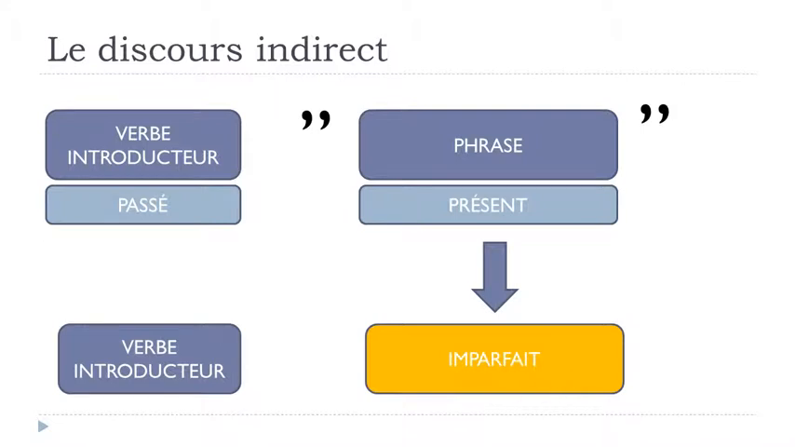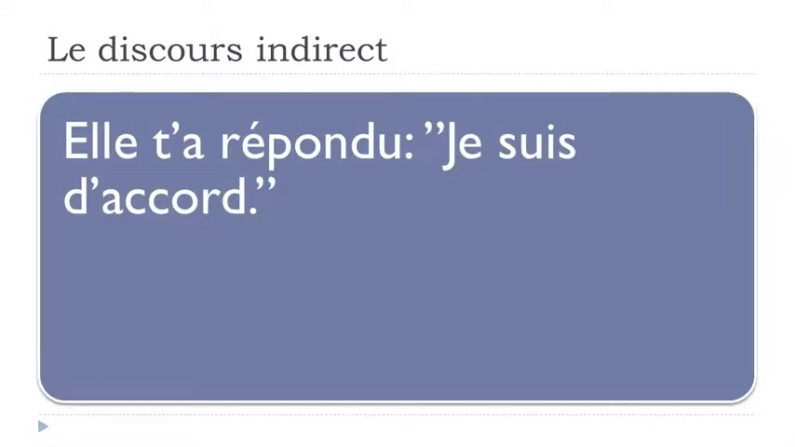Okay, so let's have a look at how it will go. As I said, the first verb I put in the passé composé form, and it will always be the same for all the examples. So I will keep the same sentence and the same verb, and it will be at the passé composé. Elle t'a répondu, je suis d'accord.